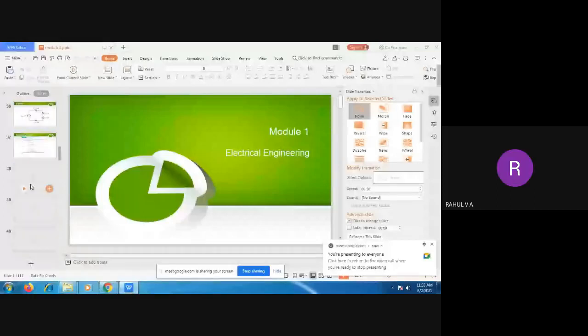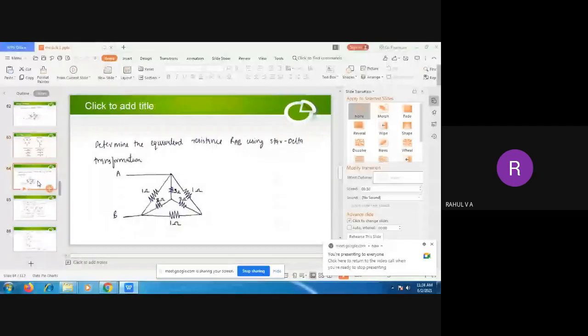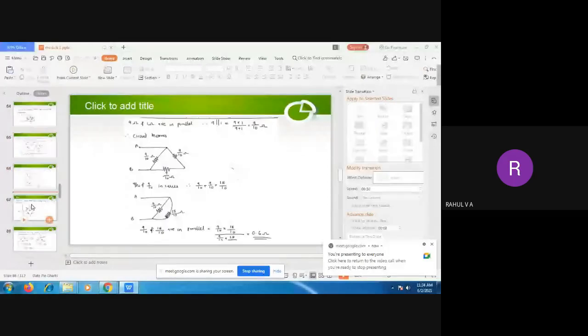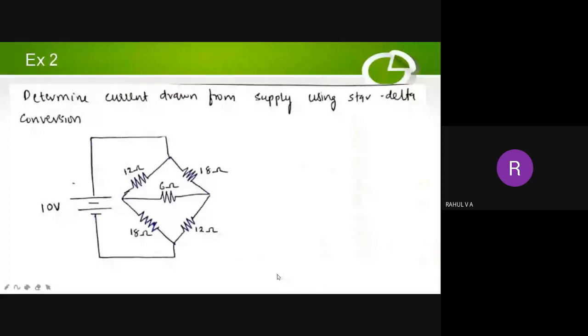Okay, we will do one more problem in star delta conversion. Okay, this is the question. Just read it. Determine current drawn from supply using star delta conversion. So actually, in this question, we have to find out what is the current I.